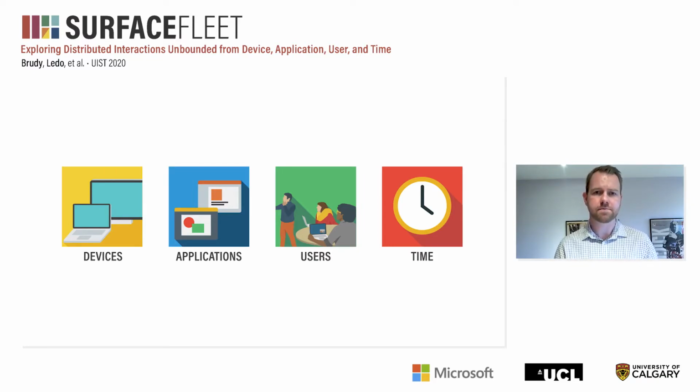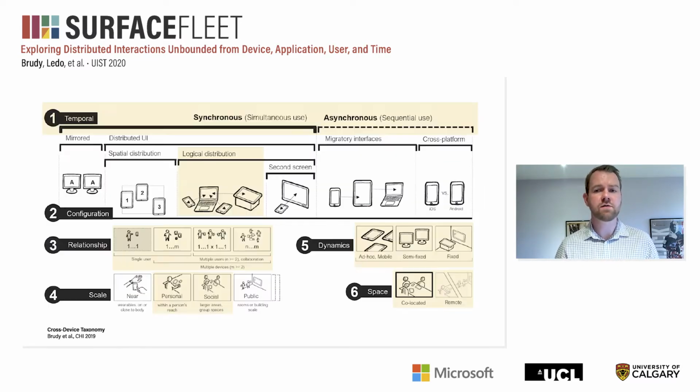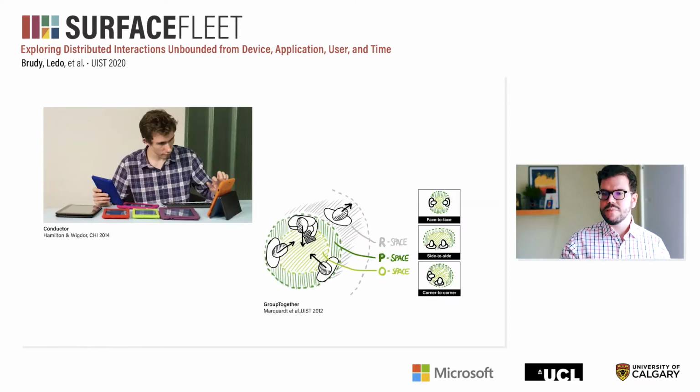Our work falls into the area of cross-device interaction, where SurfaceFleet supports 1 or more people and devices, synchronous and asynchronous interactions, fixed and ad hoc dynamics, personal and social scales, in a remote or co-located manner. Previous systems have explored interactions that span across multiple devices for a single user, as done in Conductor, or they leverage external sensing to operationalize F-formations and how people situate themselves in space and provide them a way to collaborate across multiple devices, such as done in Group Together.